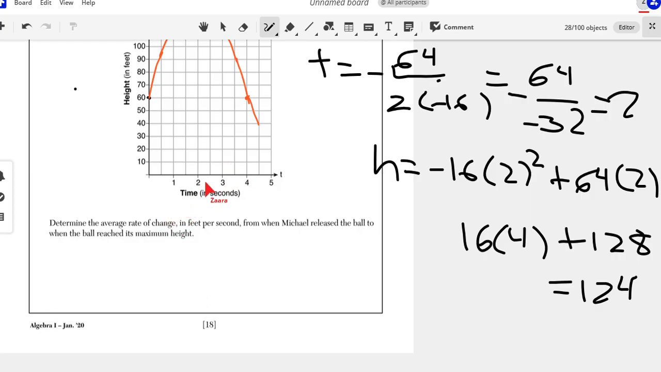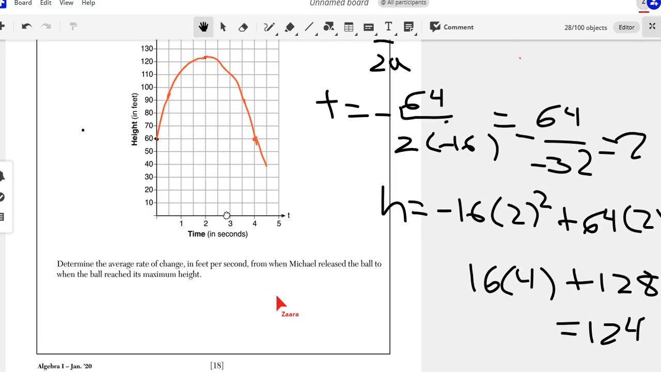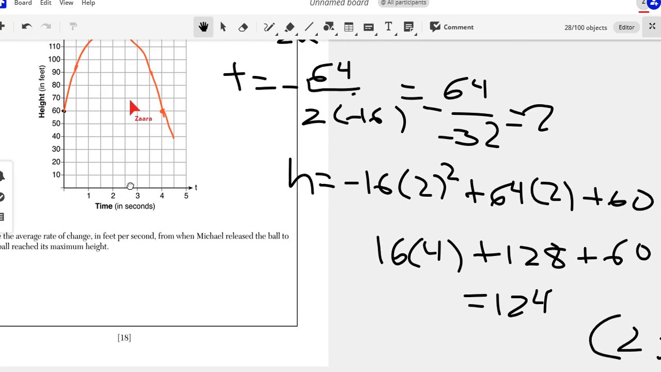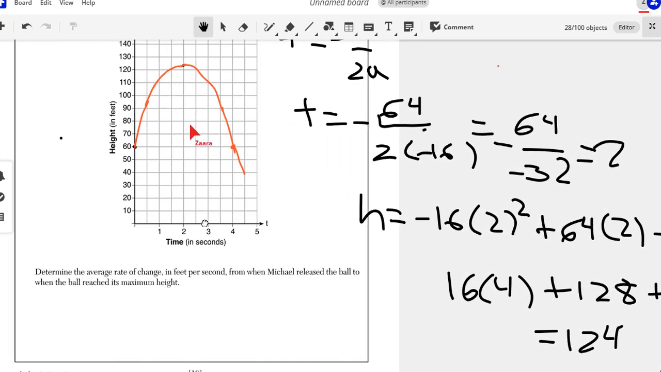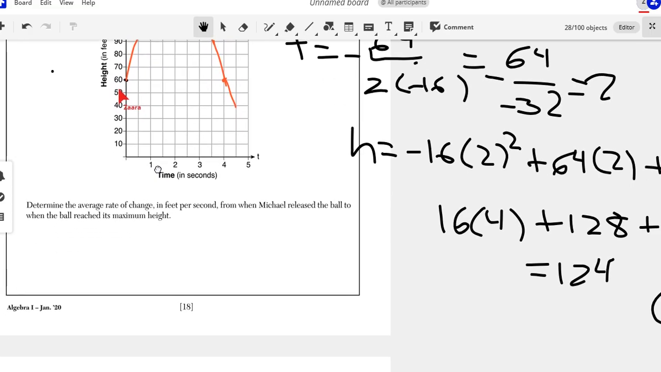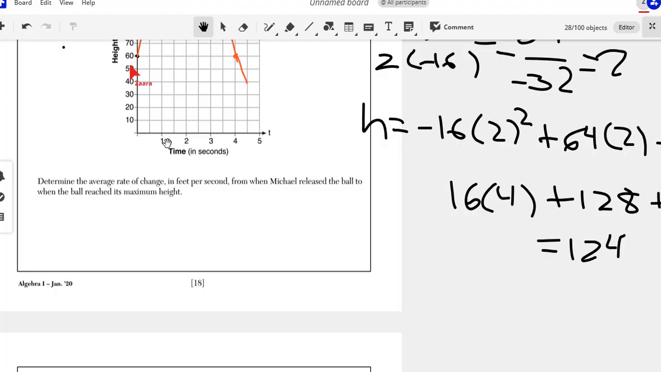Do we just minus the vertex? It would be y2 minus y1 over x2 minus x1. So at the maximum point you have 2, 124, and the starting point is 0, 60. So just apply the rule and calculate the average rate of change.